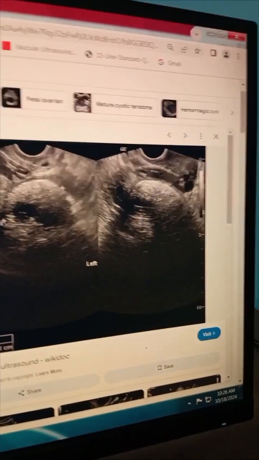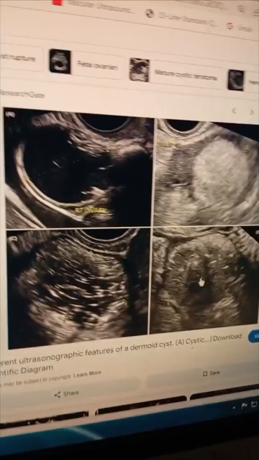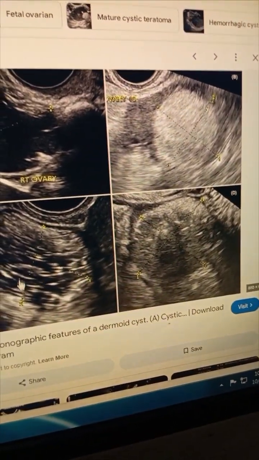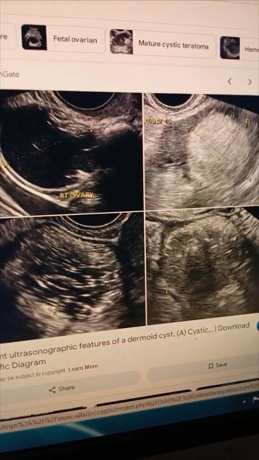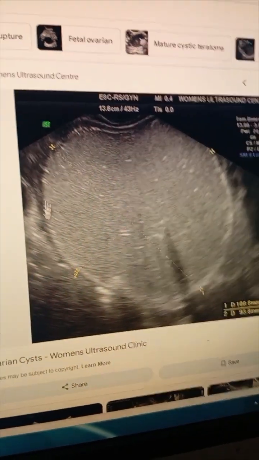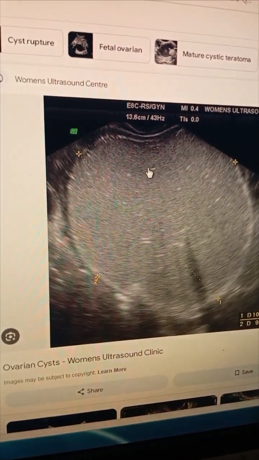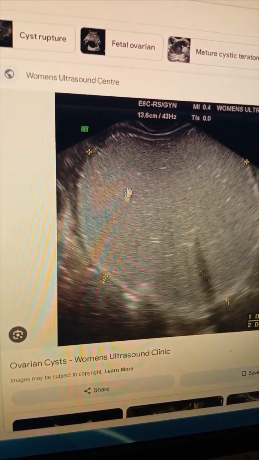It also shows some hairy appearance like these echogenic areas. It shows sebaceous material and hair growth within the cyst. This is diffusely echogenic, thin walled, well circumscribed, and these hyperechoic areas are the hair growth within the cyst.